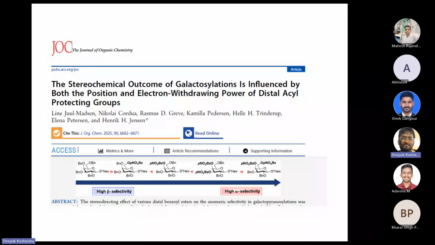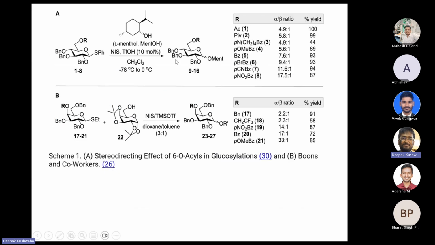At the same time, whether it is the ester or the electronics of that protecting group, it is also helping to give the selective product. So before coming to this work, in their previous study from the same group, they have taken that glucose thioglycoside, and in that they have changed the various protecting groups at the C6 position, the C6 hydroxyl group.